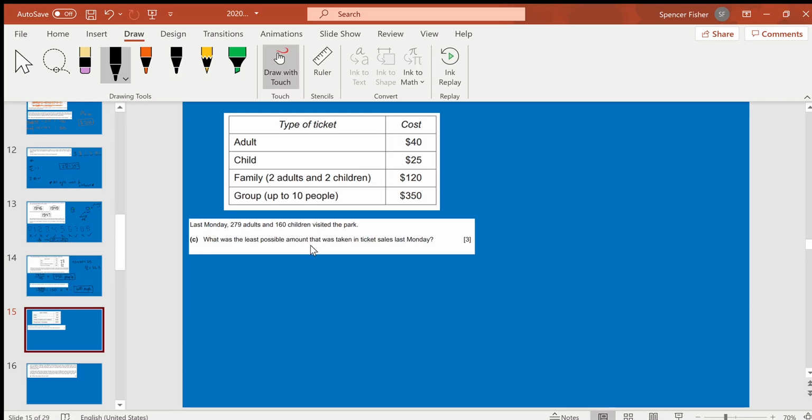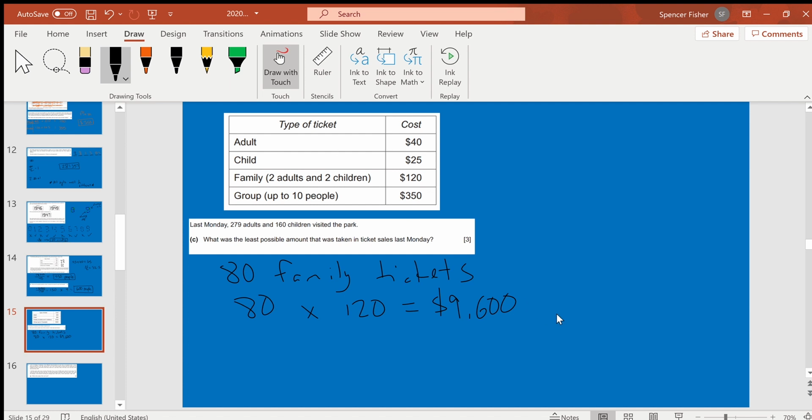So that means if there are 160 children at the park and there's 2 children per family ticket, that means we have 80 family tickets. So 80 family tickets times the $120 that each of them cost comes out to $9,600.